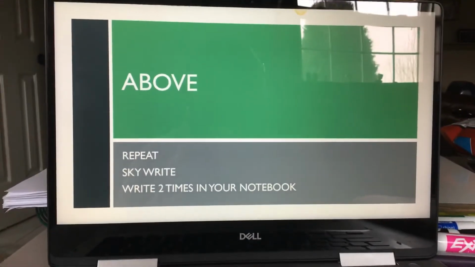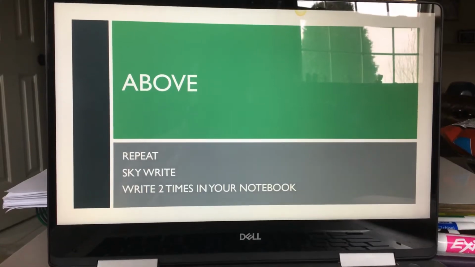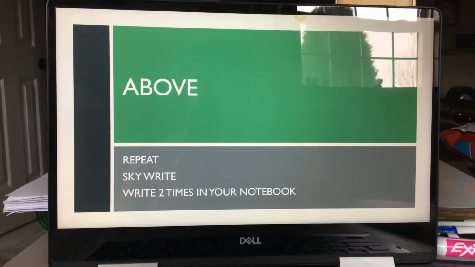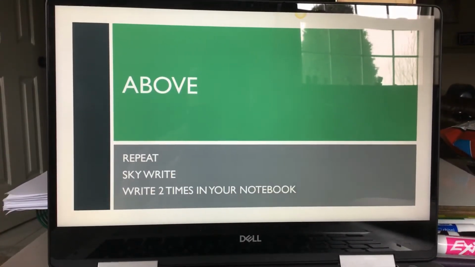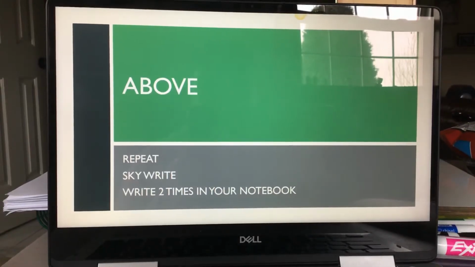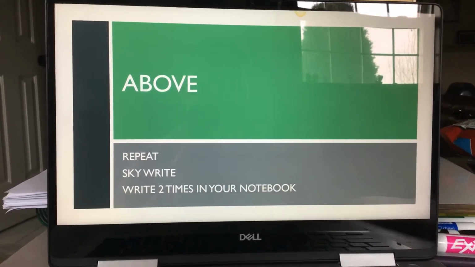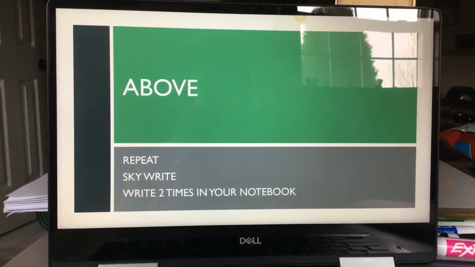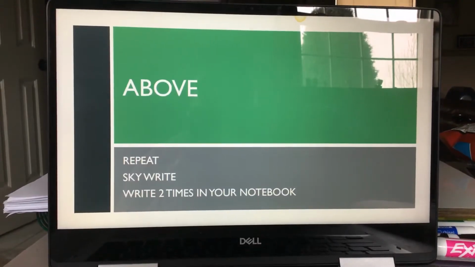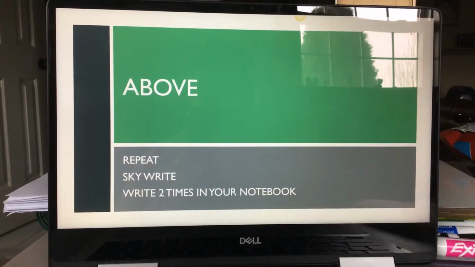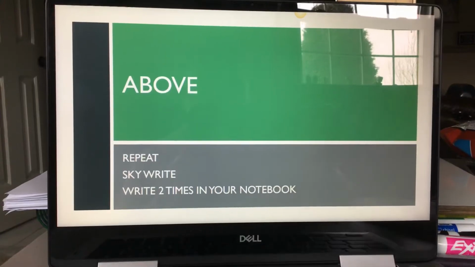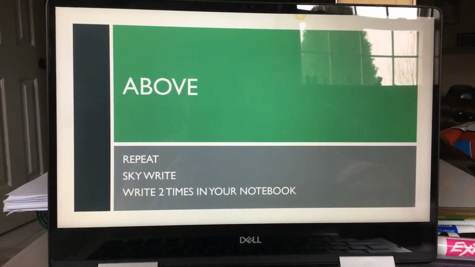Above. Repeat it. Good job. So now skywrite over the word. Good. Now this time I want you to write it 2 times in your notebook. Do that now. If you need more time, you can hit pause.